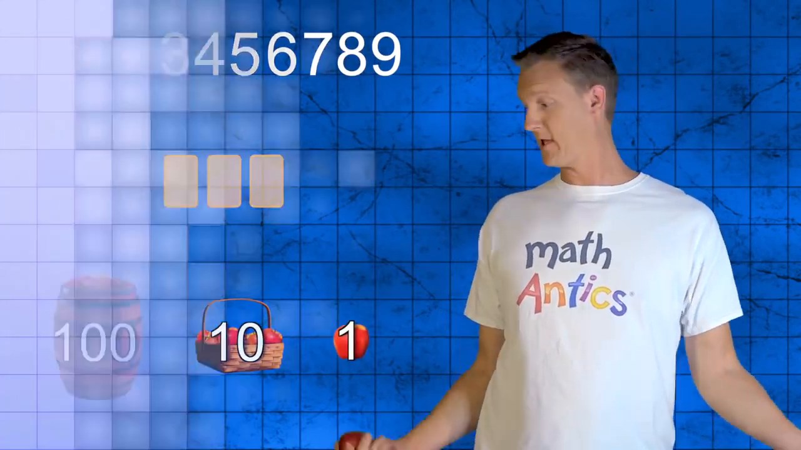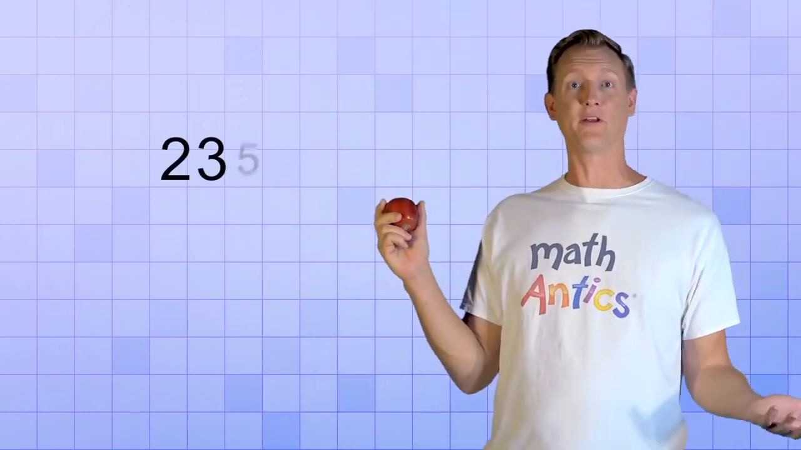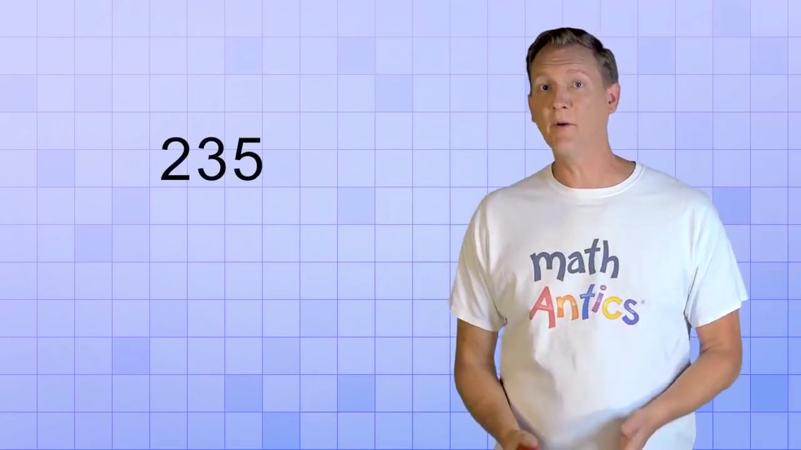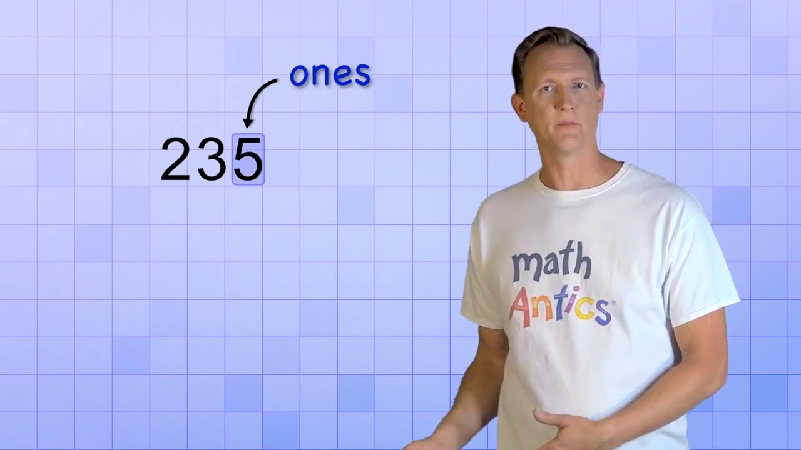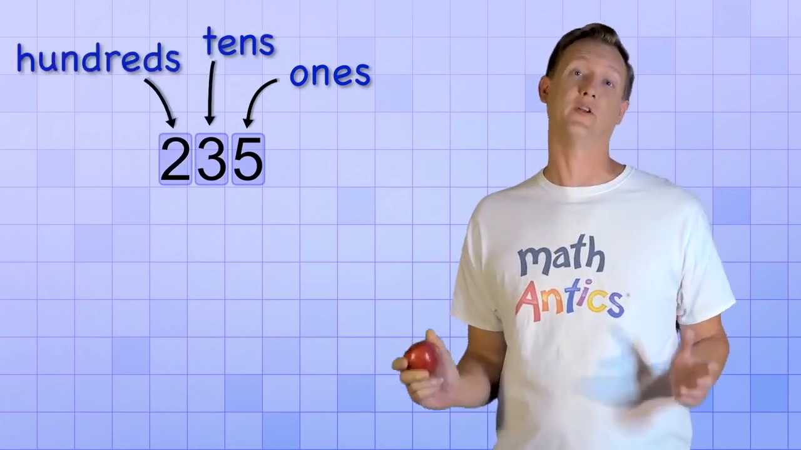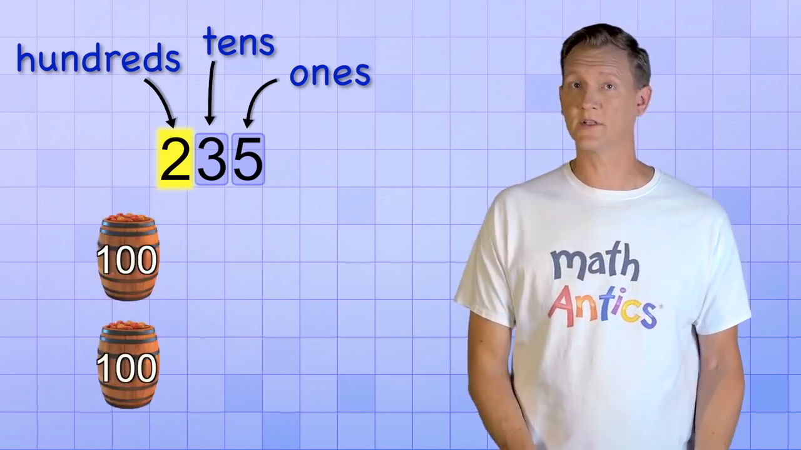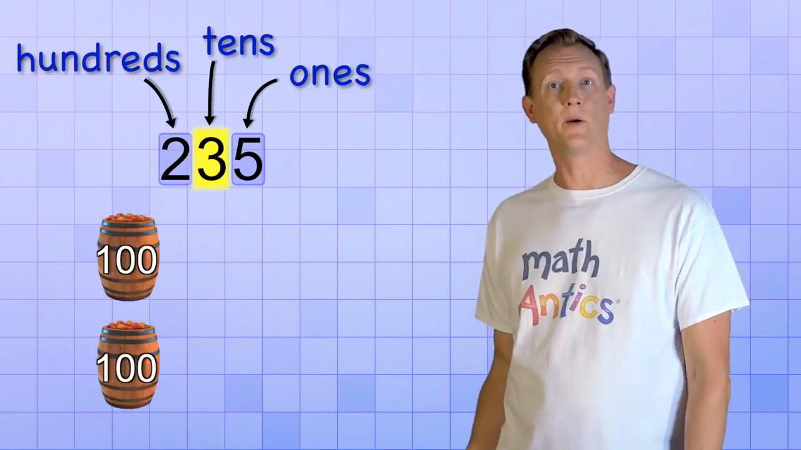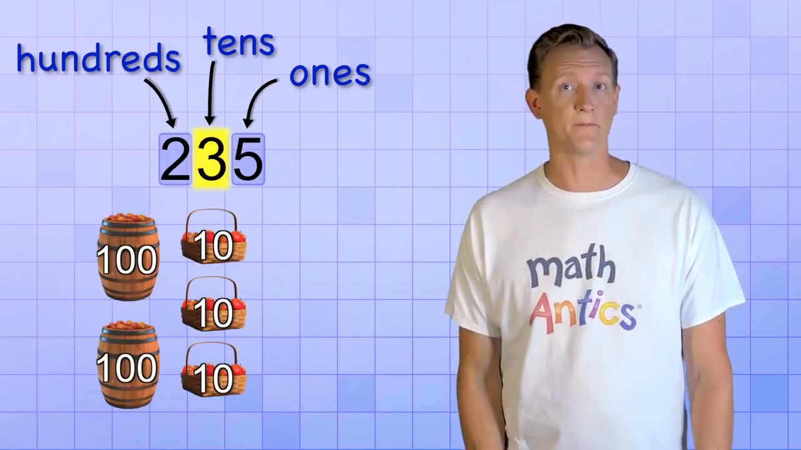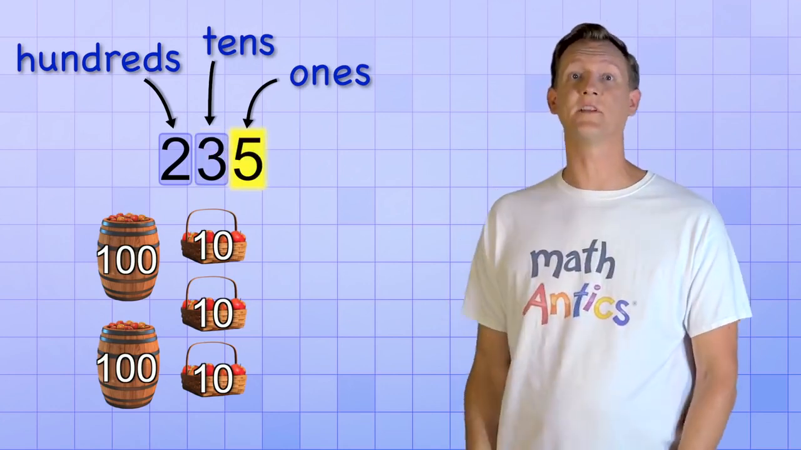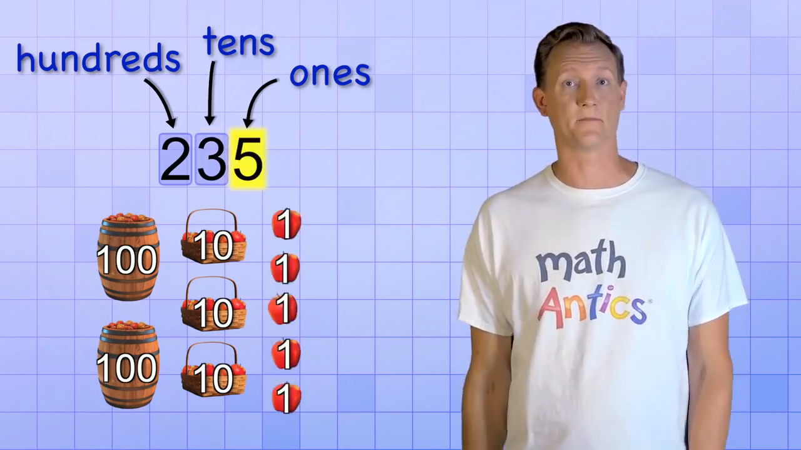For example, if we needed to count 235 apples, we use different number places for counting by ones, by groups of 10, and by groups of 100. The digit 2 in the hundreds place represents 2 hundreds. The 3 in the tens place represents 3 tens, or 30. And the 5 in the ones place represents 5 ones, or just 5.